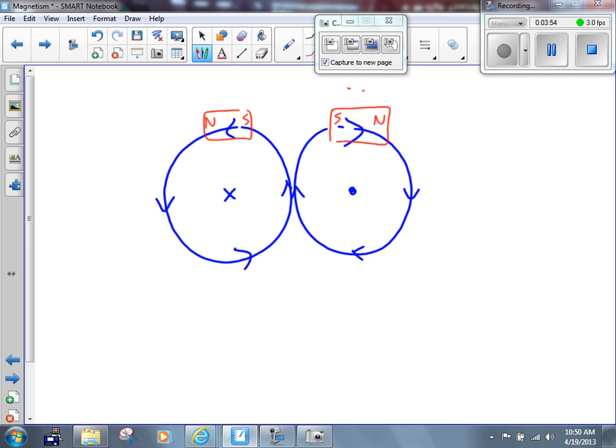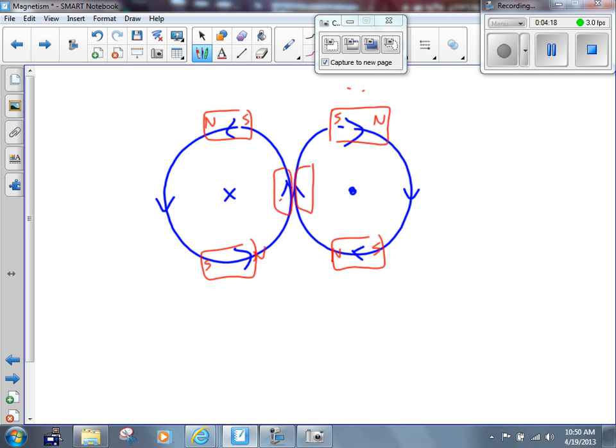Now, how do you know to draw these little pretend magnets at the top? How do I know not to draw them down here? Well, let's try drawing them down here and see what happens. This is going to be south, this is going to be north, this is going to be north, this is going to be south. Those 2 magnets are also going to repel each other. So it doesn't matter whether they're going to be at the top or at the bottom. What if I had drawn them right here?